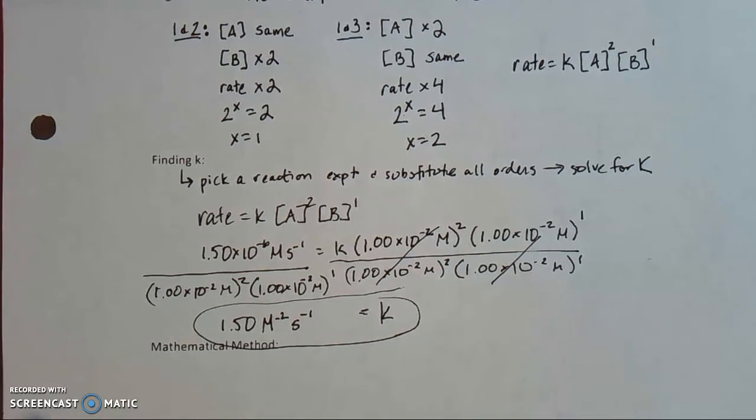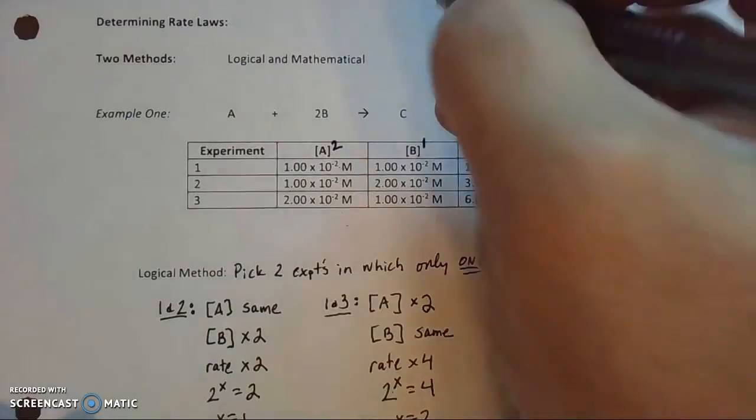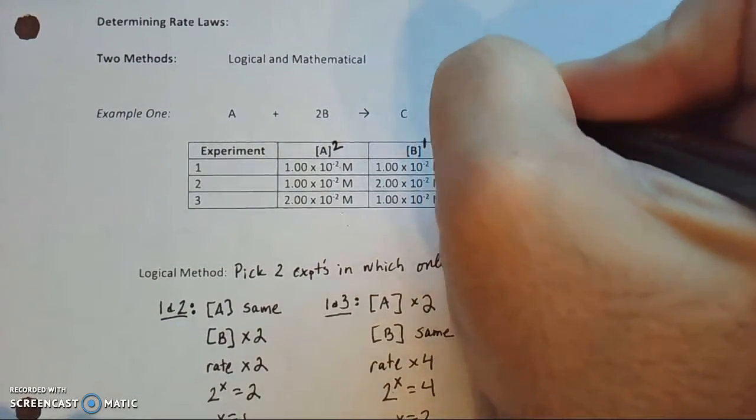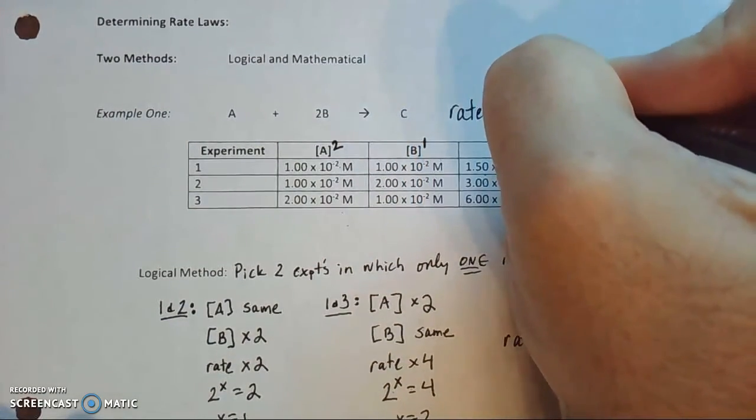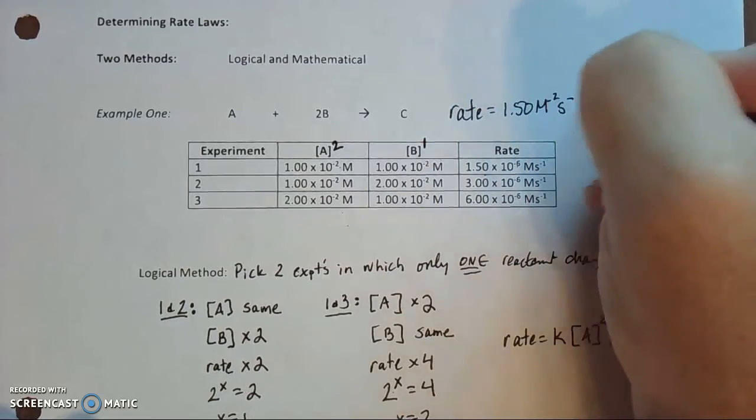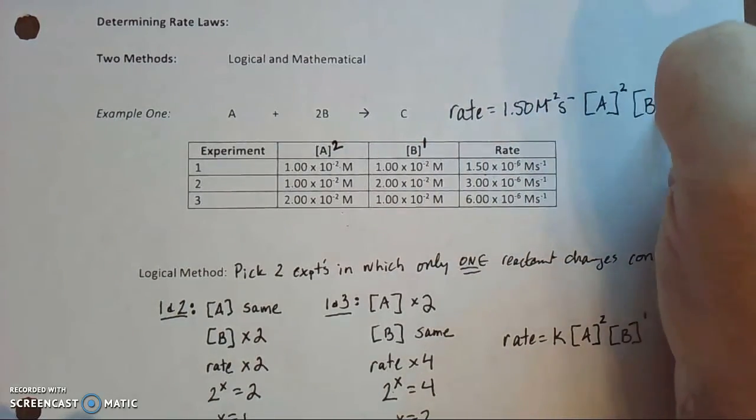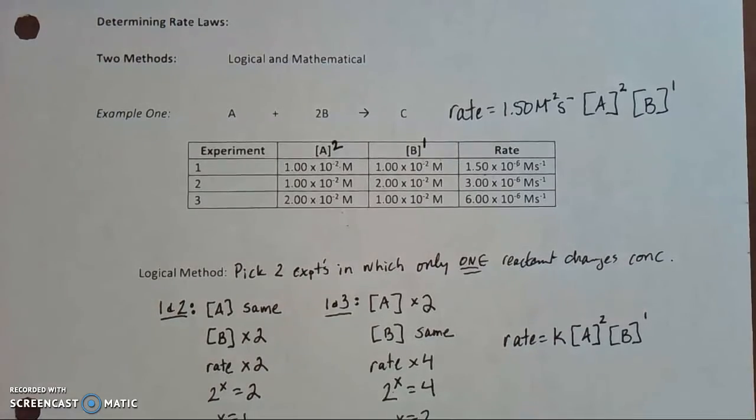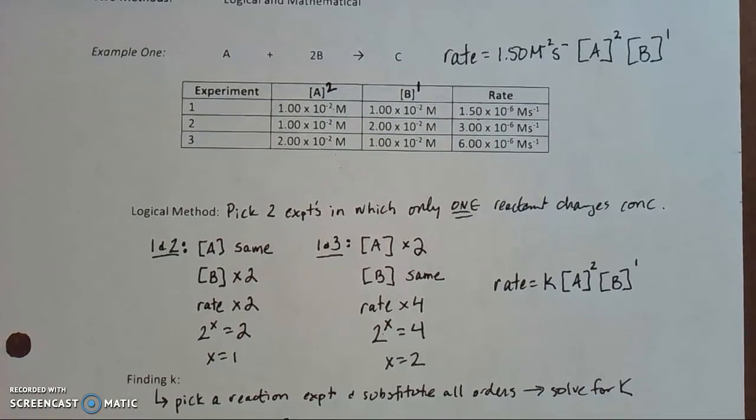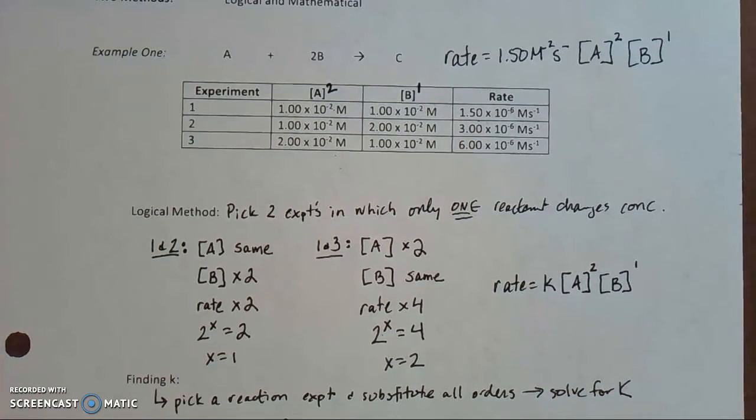So our overall rate law, I'm going to write up here: rate is equal to 1.50 M to the minus 2, s to the minus 1 times the concentration of A squared times the concentration of B to the first. So that is our calculated rate law. In the next video, we're going to use this same example and show you how to do this mathematically.